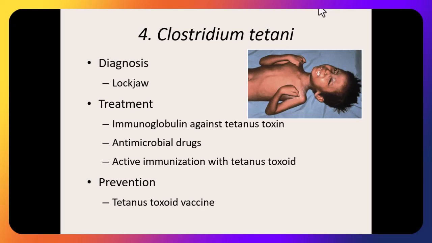It is one of the easiest preventable things. We don't have a vaccine against Clostridium perfringens. We don't have a vaccine against C. diff. We don't have a vaccine against botulinum, but we do have a vaccine against tetani. It's the tetanus toxoid vaccine. It's part of the DTaP.